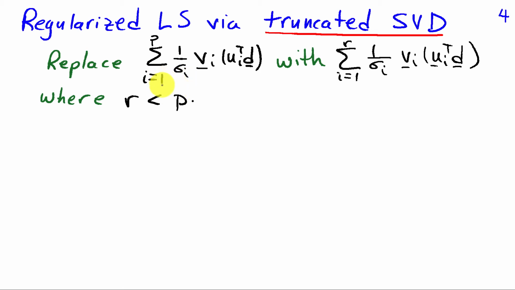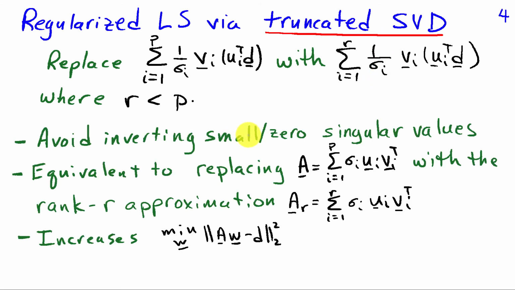When we solve for the least squares problem, we replace the sum from i equals 1 to p of 1 over sigma i times v i u i transpose d with the sum from i equals 1 to r of 1 over sigma i times v i u i transpose d, where r is smaller than p. By choosing r appropriately, we can control the level of amplification that happens due to sigma i getting smaller. So this approach not only avoids inverting the small singular values, it also can be used when some of the singular values are 0.